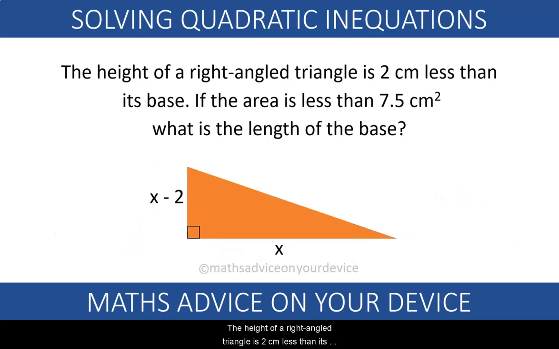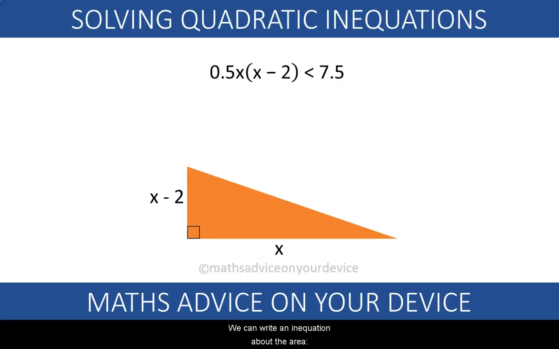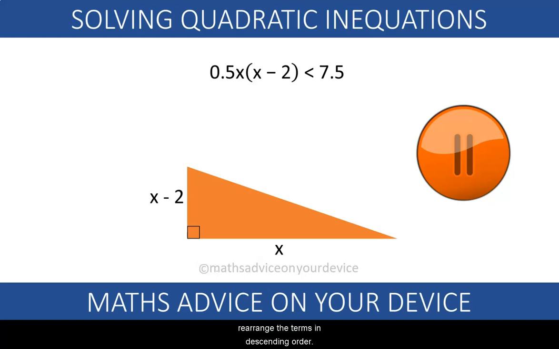The height of a right angle triangle is 2 centimeters less than its base. If the area is less than 7.5 square centimeters, what is the length of the base? We can write an inequation about the area. A half of the base x times the height x minus 2 must be less than 7.5. All we have to do is rearrange the terms in descending order. Stop the video here and try.